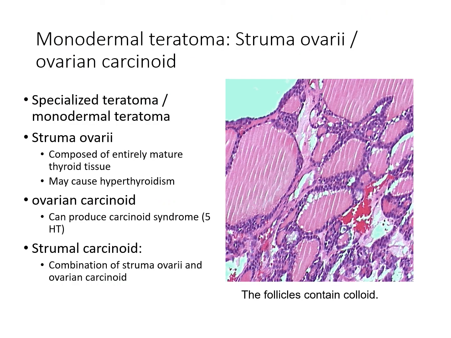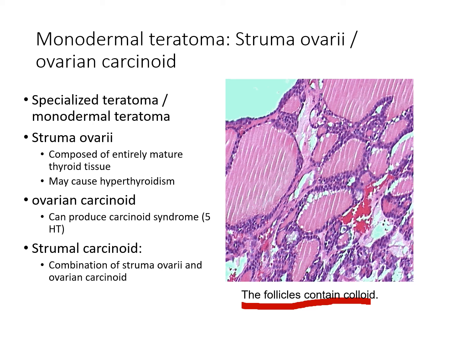Monodermal teratoma is also called specialized teratoma. There are 3 types that can be found. The struma ovary, which is composed of entirely mature thyroid tissue, just like in the picture. The tumor is going to be composed entirely of follicles containing colloid, and this may cause hyperthyroidism.